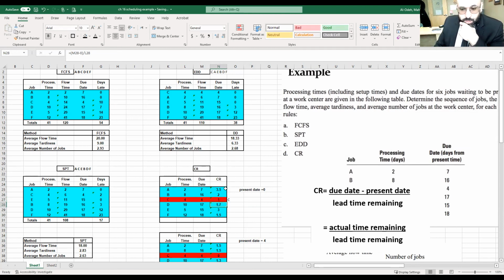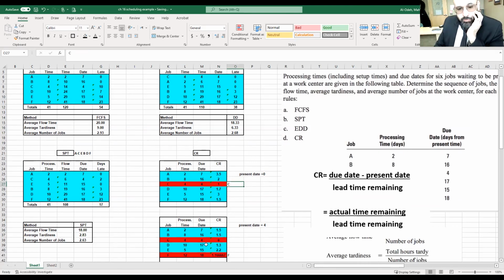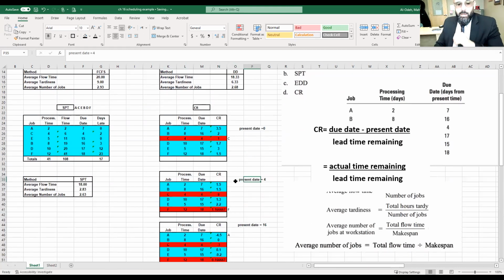Now, as you see, the critical ratio of 1 is the lowest, so it is the first one that we should select. So the first in the sequence should be C. Now we're going to move on to the next task and do the same thing. However, we did agree that C should be done first, so we are on day 4 right now. Let's find out what the next process would be based on the CR calculation.